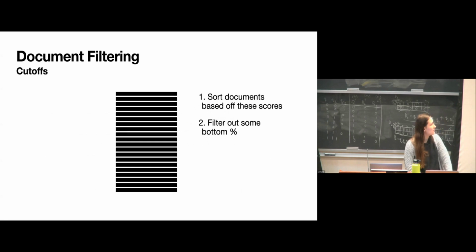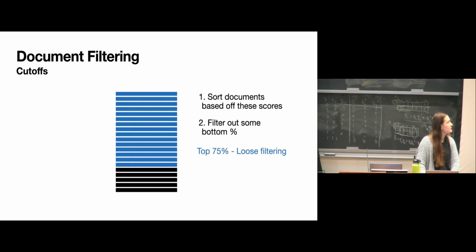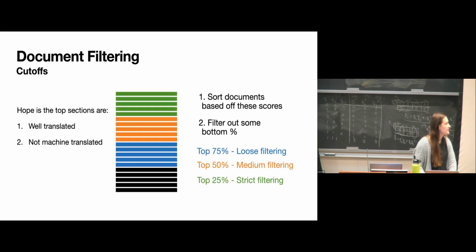Once we score all of our documents, we're going to sort them, and to filter, we're going to remove some bottom percent. We have 4 filtering levels: one where we don't filter anything, then loose filtering where we keep the top 75%, medium filtering is the top 50%, and strict filtering is the top 25%. What we're hoping with this method is that the top is not only well translated, but also not machine translated, so that it doesn't have a lot of these context-inconsistent translations.